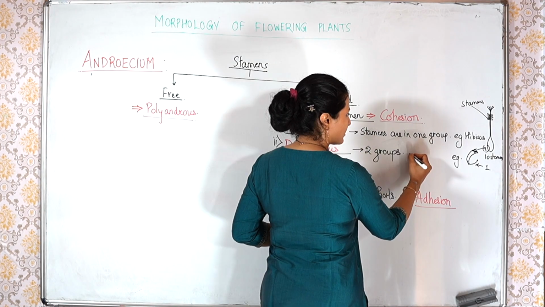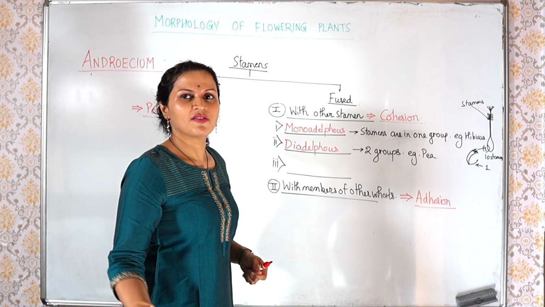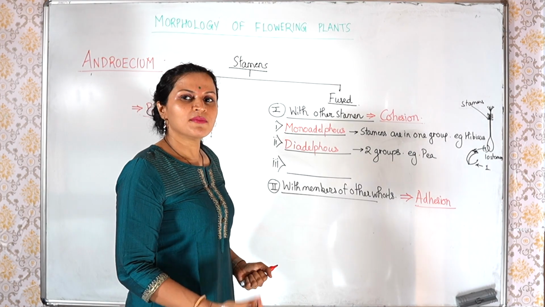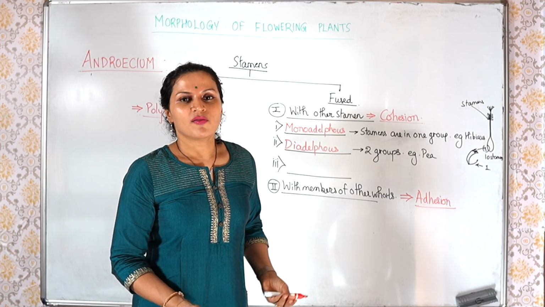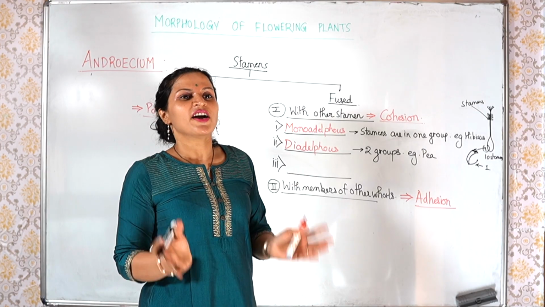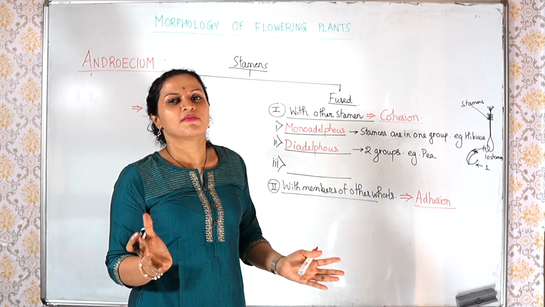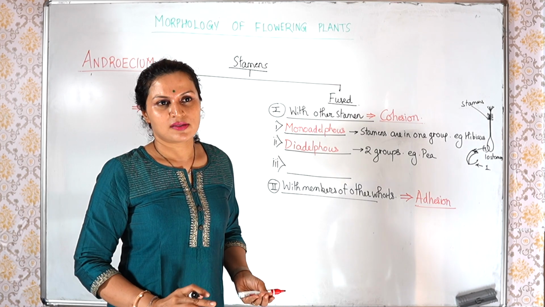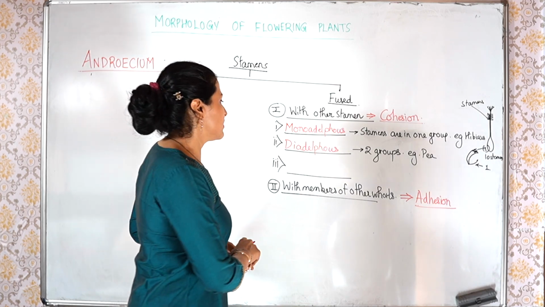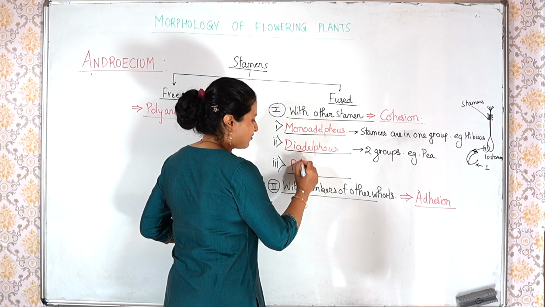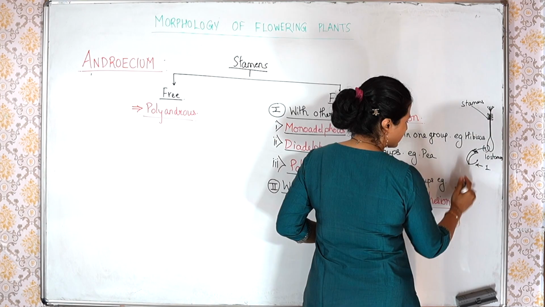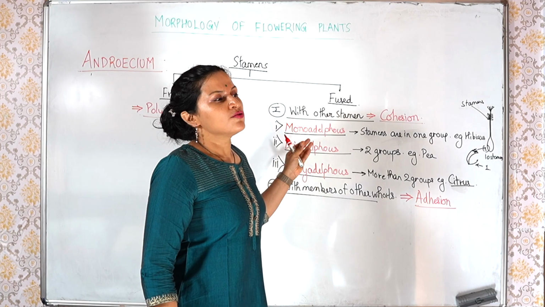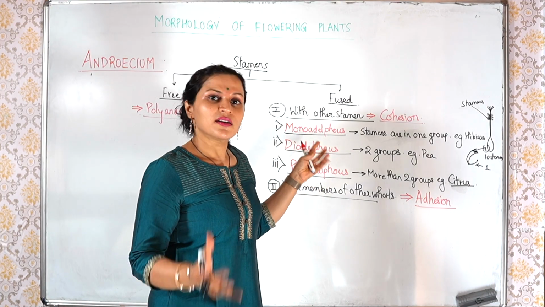2 groups. Example, pea. Then, in case of flowers belonging to citrus like lemon and orange, the lemon flower is a nice beautiful 5-petal flower. On each of these petals there are 5 bundles of stamens. 5 groups of stamens. More than 2 bundles of stamens will be called a Polyadelphous condition, wherein there are more than 2 groups. Example, citrus. So that was the fusion of the stamens with other stamens.